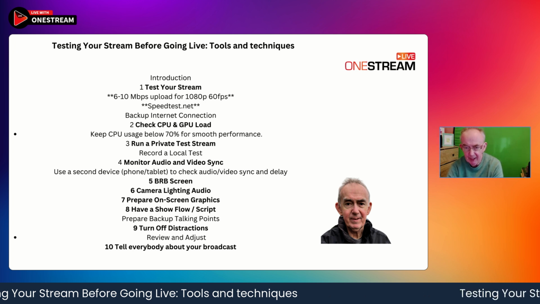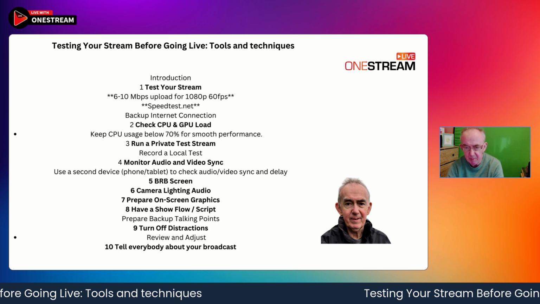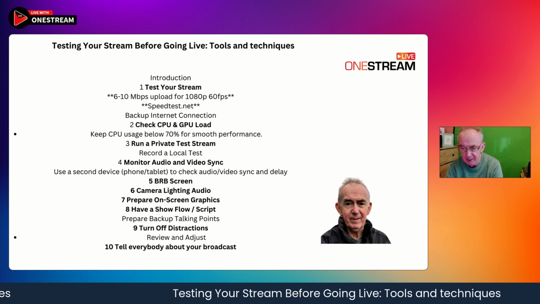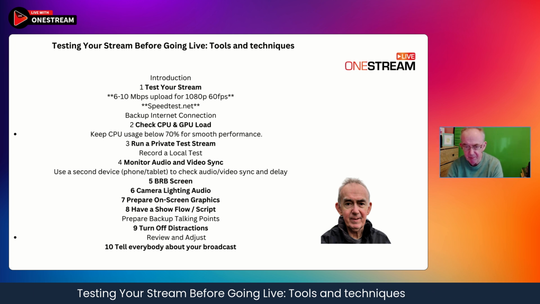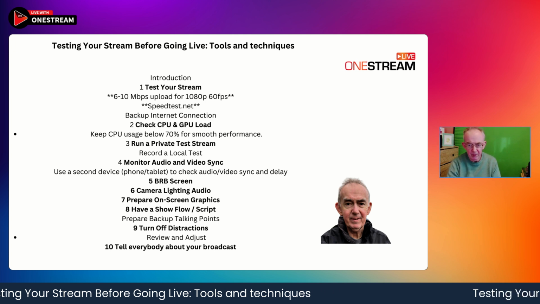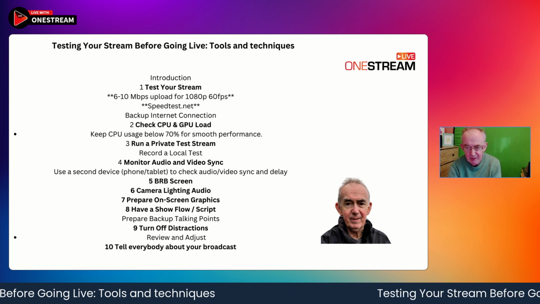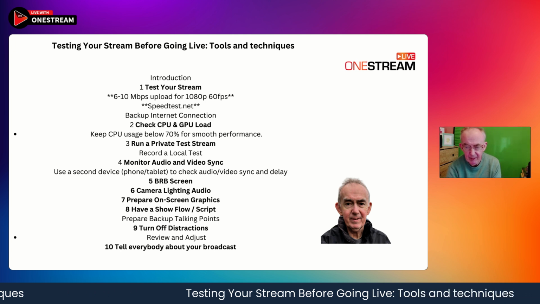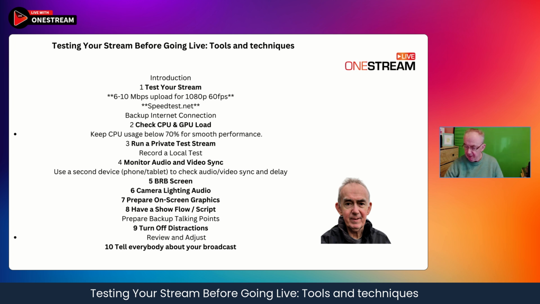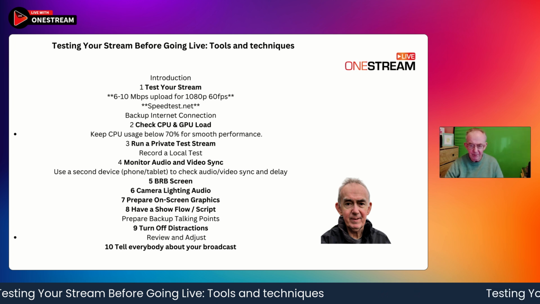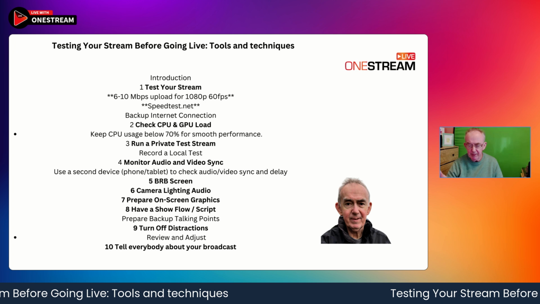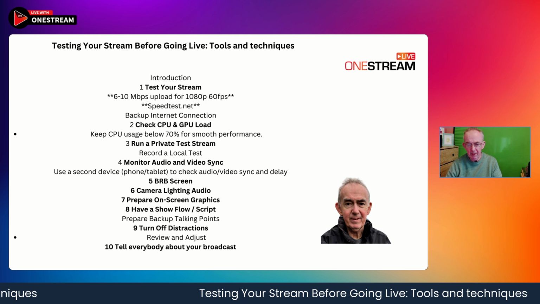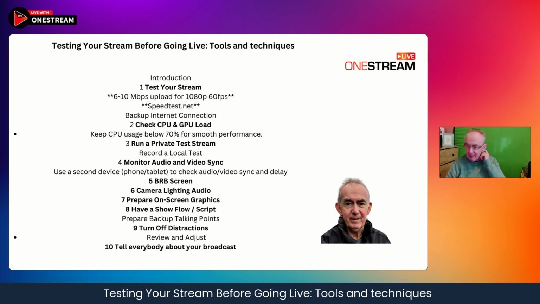Test your stream. You ideally want to have an upload speed of 6 to 10 megabytes for a 1080p 60 FPS stream. I'll explain that later. Speedtest.net is your friend, because using speedtest.net, you can determine what speed you've got before you actually go live. And it's always handy to have a backup internet connection. Now, that could be using Speedify, and you can tether your mobile phone to your desktop internet and increase your speed.